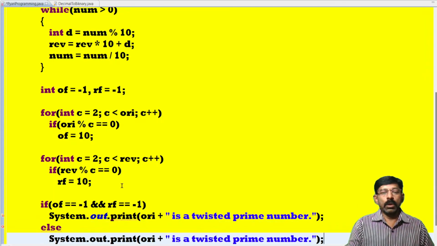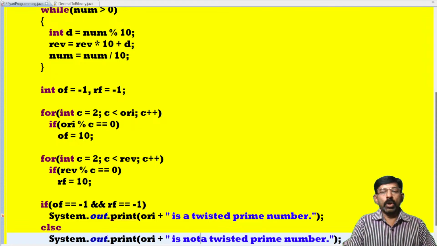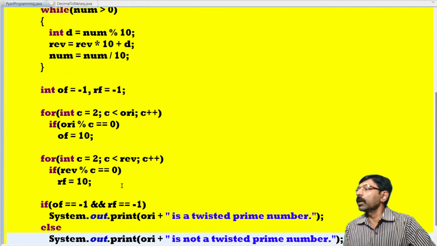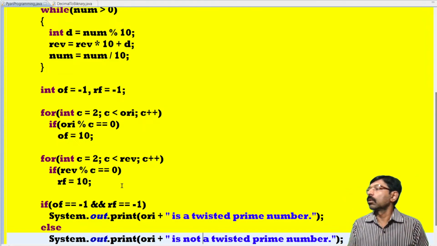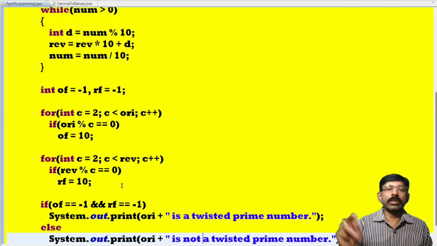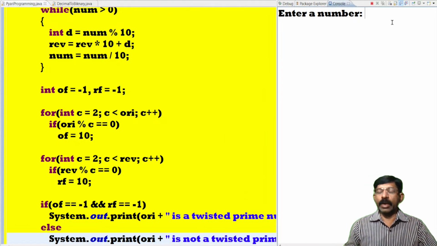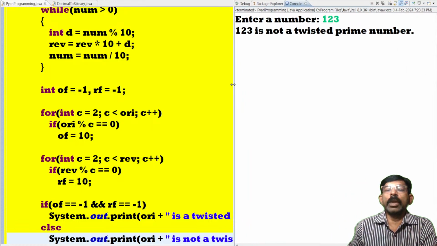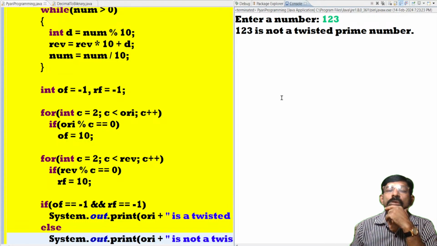Otherwise, it is not a twisted prime number. Yes, we can put anything. Good, so let's execute it and check it. I will enter a number. I will say 123. 123 is not a twisted prime number because 123 reversed is 321.